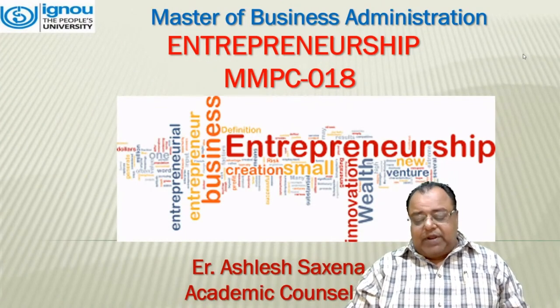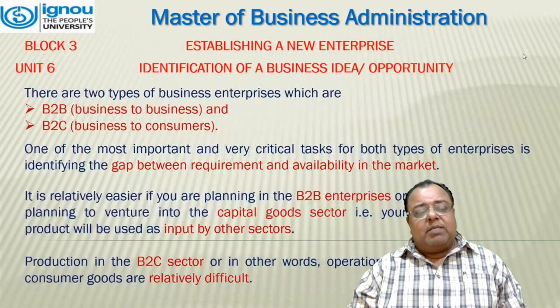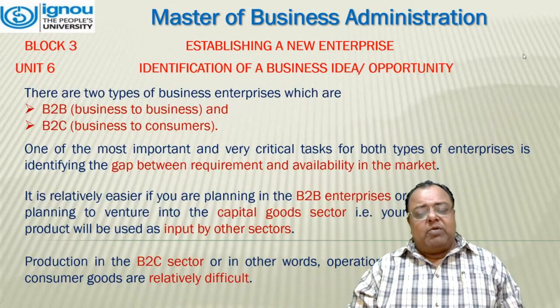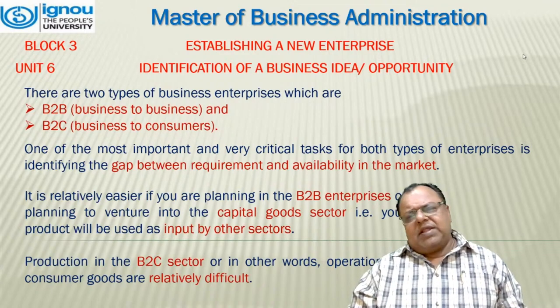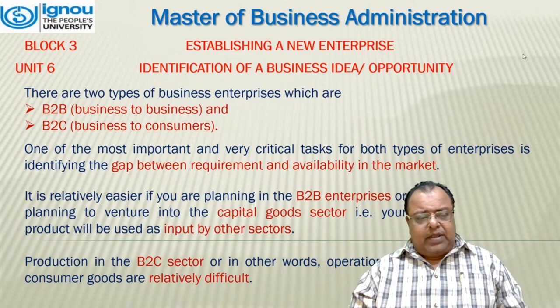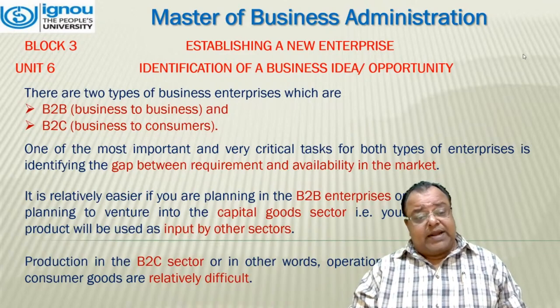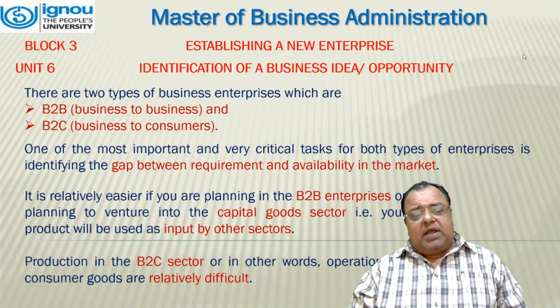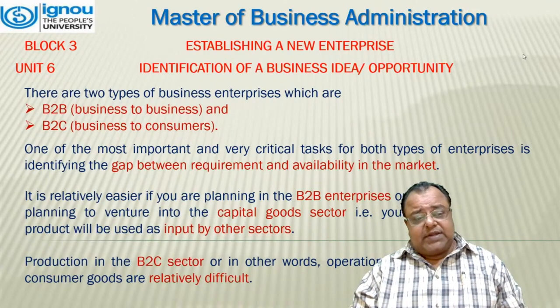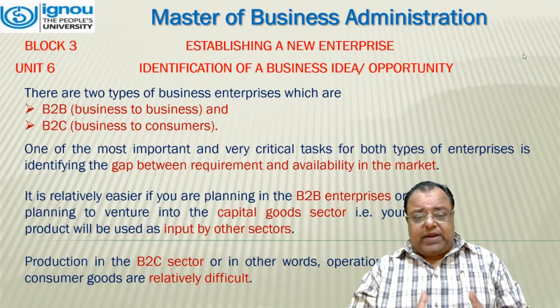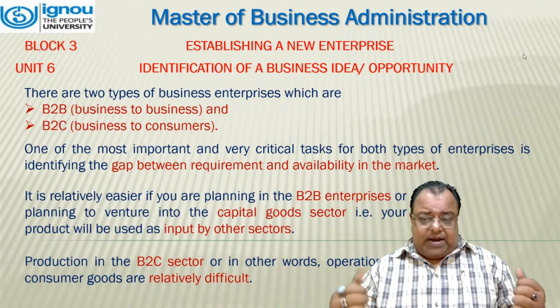MMPC018. Today we will be discussing block 3, that is establishing a new enterprise. We start with unit 6, that is identification of a business idea, or rather we can say an opportunity. There are two types of business enterprises, which are B2B, that is business to business, and B2C, that is business to consumers. One of the most important and very critical tasks for both types of enterprises is identifying the gap between requirement and availability in the market.